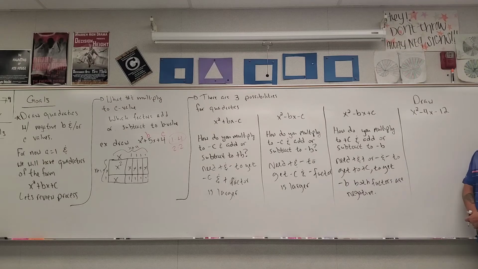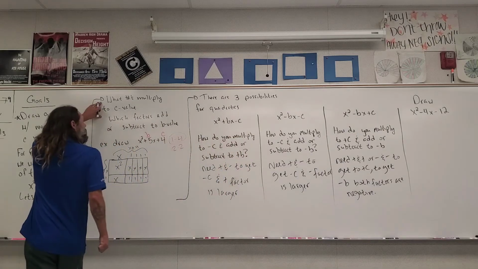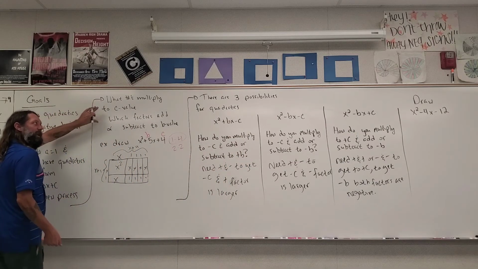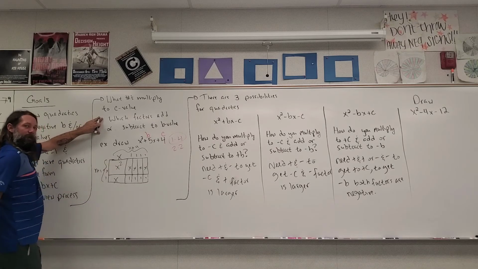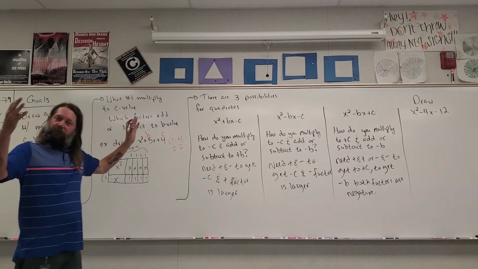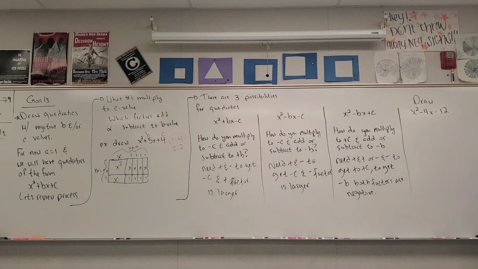Alrighty. So these are our three possibilities. We figure out what numbers multiply to our C value, and then what factors are needed to add or subtract to the B value. And from there, we can build our picture of our quadratic. So let's just do an example together. Alright, so here I have a C value that's negative 12. So I'm just going to list all the ways to multiply to negative 12.